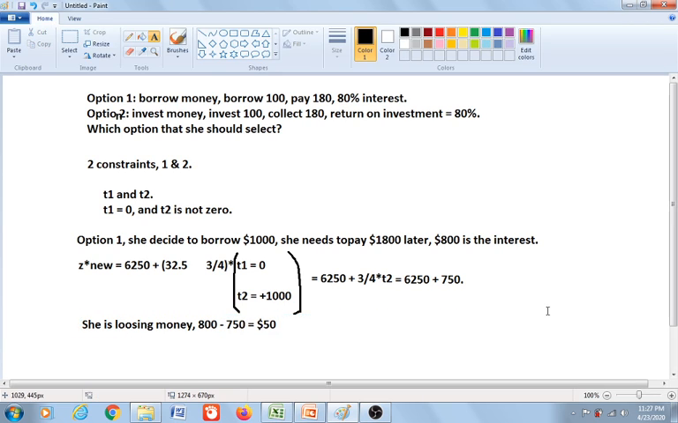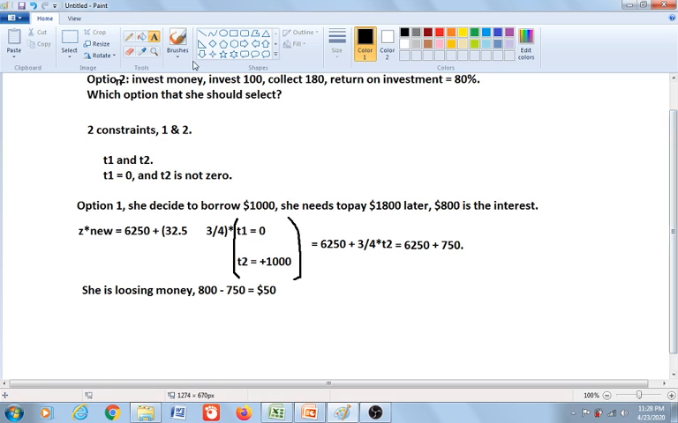So if she decides to choose option number 1, she will lose money, and the amount of money that she will lose is $50. That's option number 1. What about option number 2?